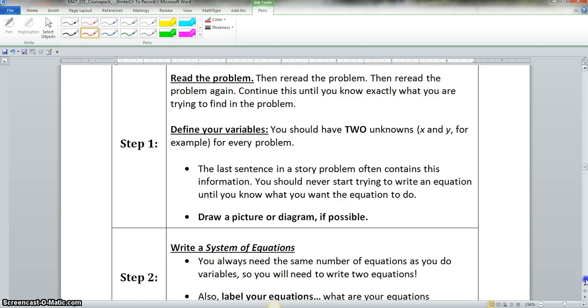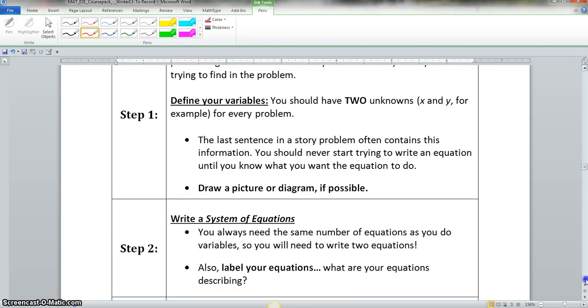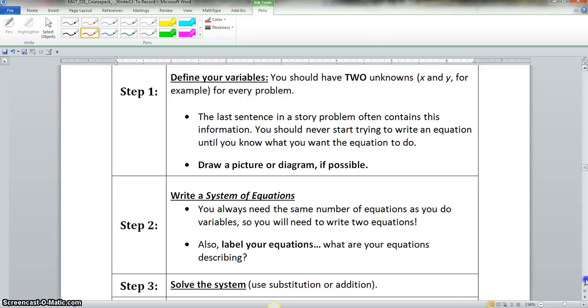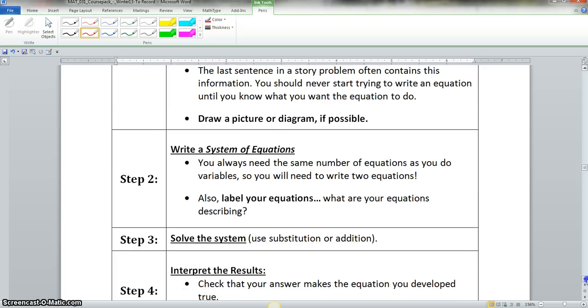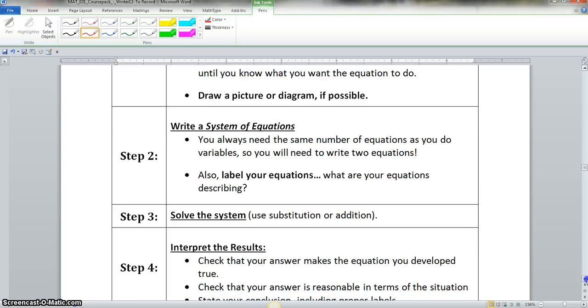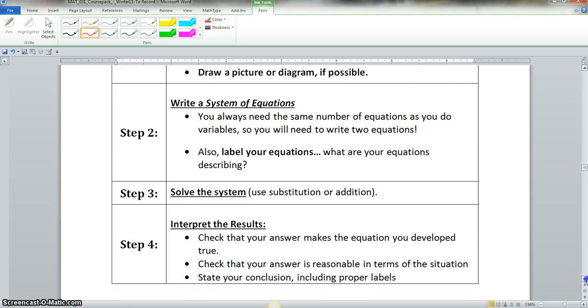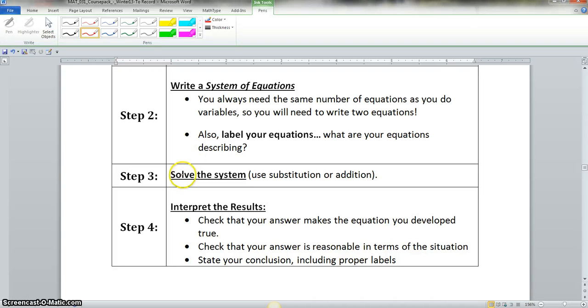Now step 2, write a system of equations. You always need the same number of equations as you do variables. So you will need to write 2 equations. Also, label your equations. What are your equations describing? Step 3, solve the system. Use substitution or addition method.